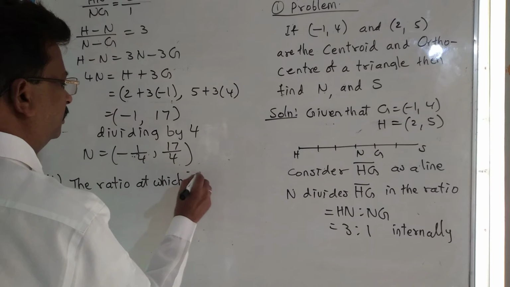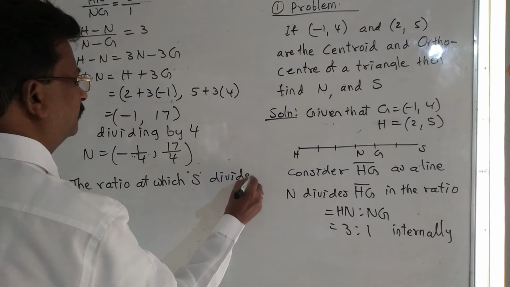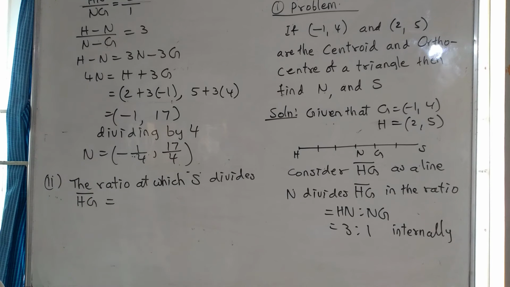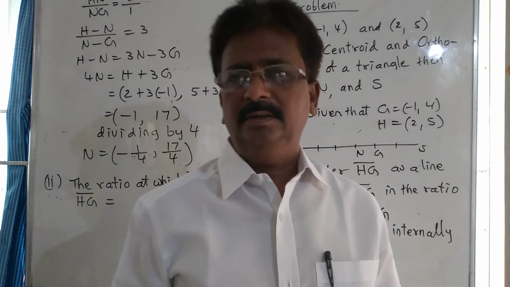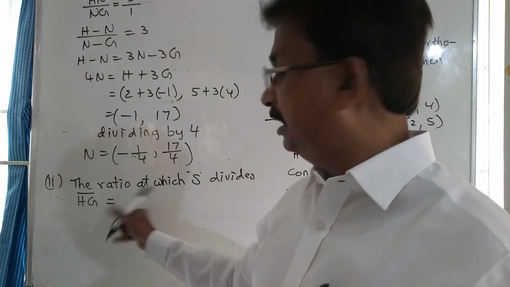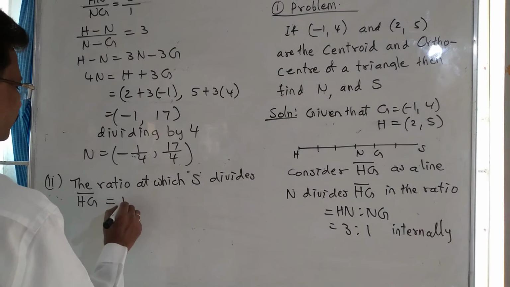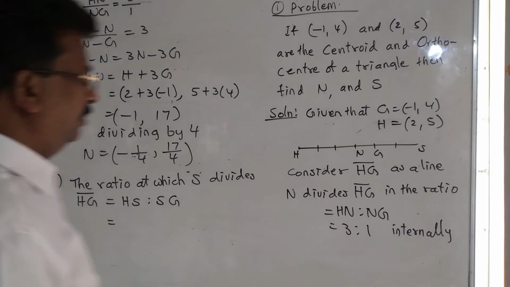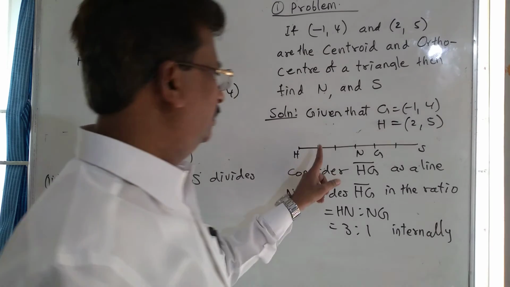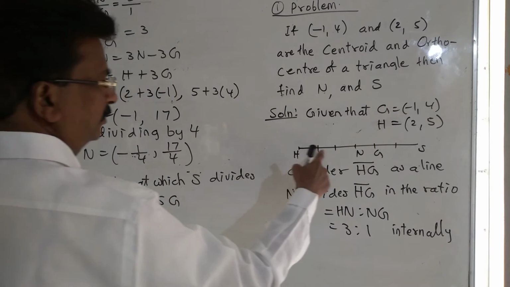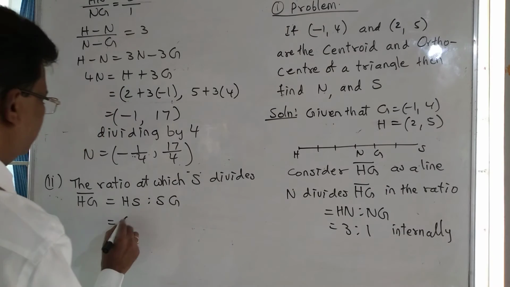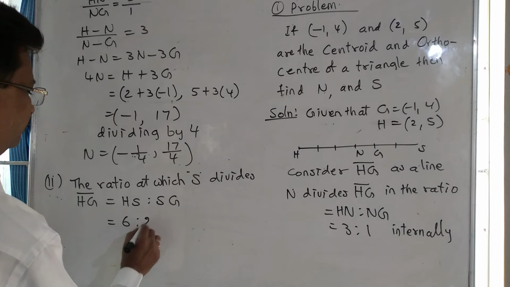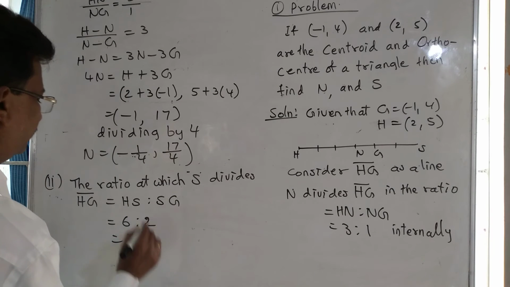The ratio at which S divides HG is equal to, how to write, measurement from H to S, HS is to S to G. So how many units are there from H to S? 6 units. Count here, 1, 2, 3, 4, 5, 6. And SG, counting 1, 2, only 2 units. So this is also a 3:1 ratio.